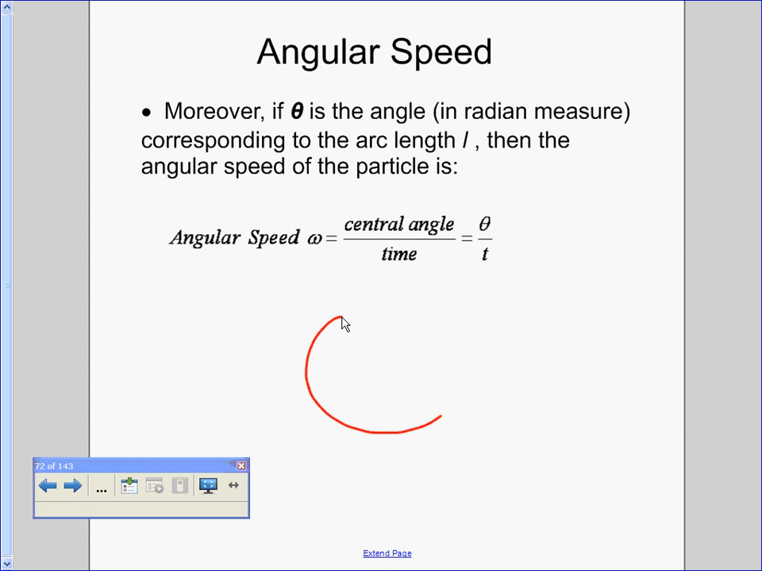So let's think about this. We have a circle, and this time we want to know angular speed. What we're doing this time is not trying to figure out how quickly it's moving along the edge of the circle. Instead, we're trying to figure out how quickly this theta here is changing. So angular speed is going to be our central angle measure, theta, divided by our amount of time.